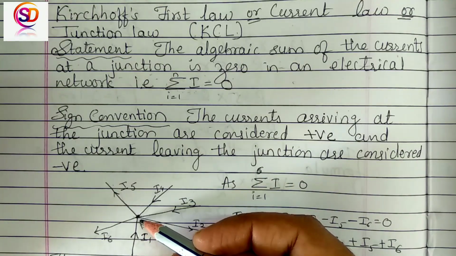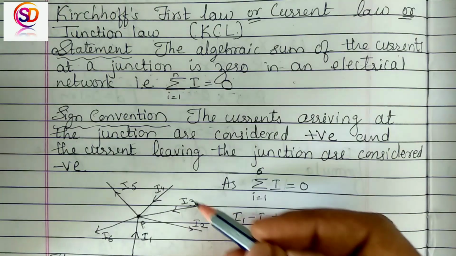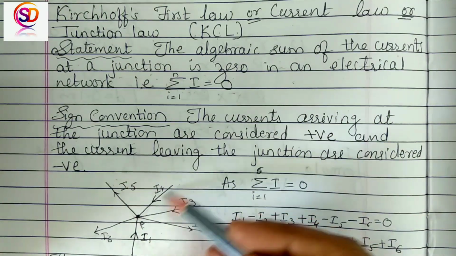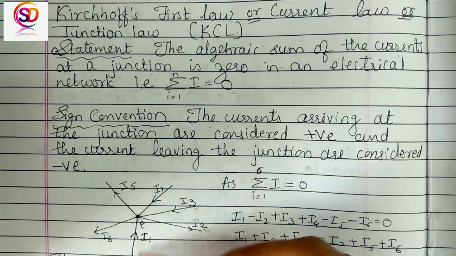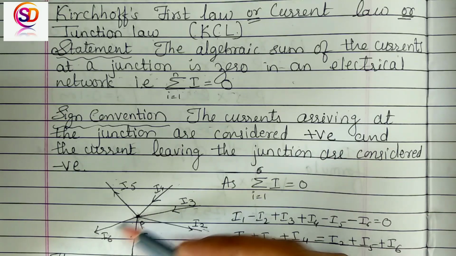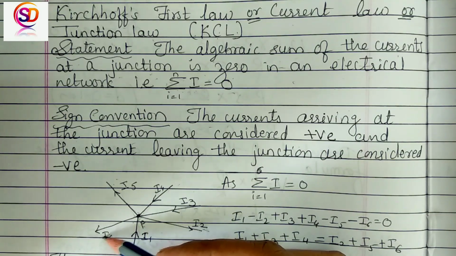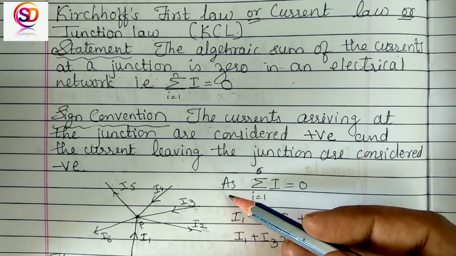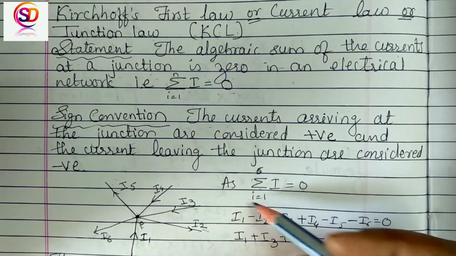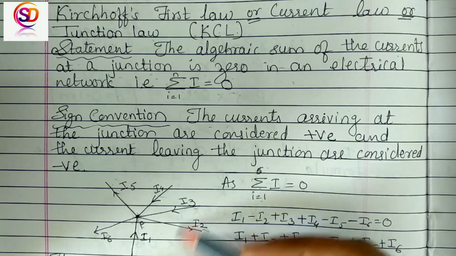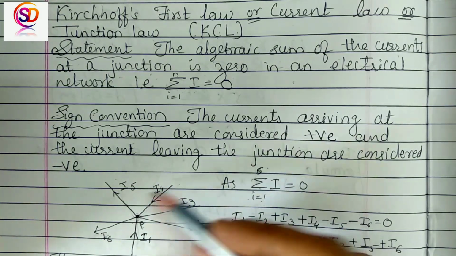As an example, this is the P junction. I5 is leaving the junction, I4 arriving, I3 arriving, I2 leaving from the junction, I1 arriving, and I6 leaving from the junction. According to Kirchhoff's first law, summation I is always 0. Here I varies from 1 to 6 because I have taken 6 wires, 6 conductors you can say.